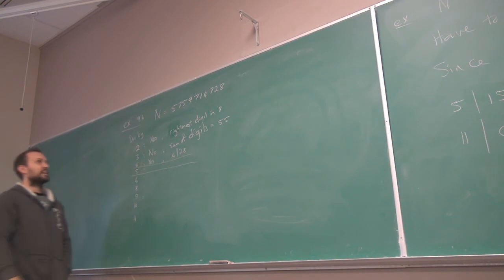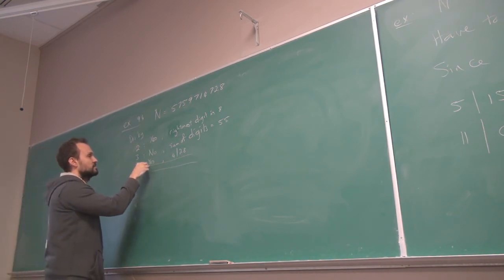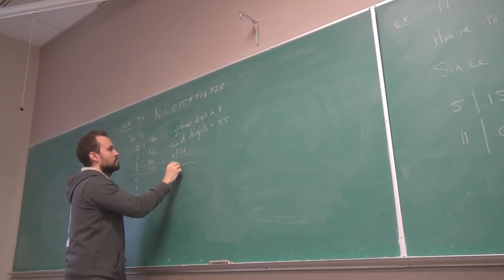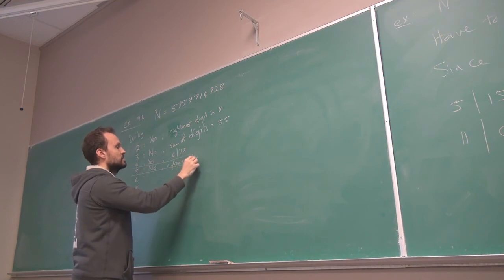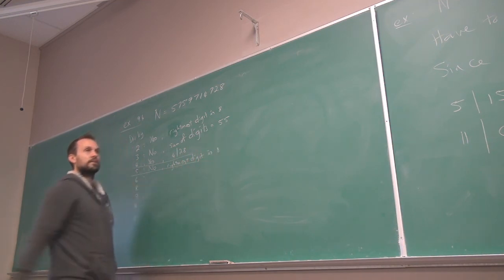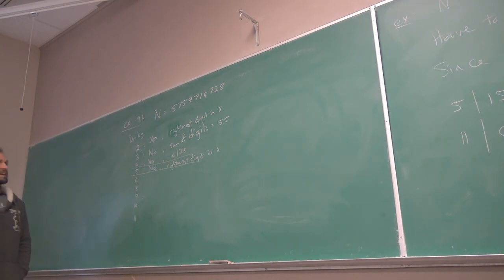Divisibility by 5? No. The rightmost digit is not a 0 or a 5. Divisibility by 6.